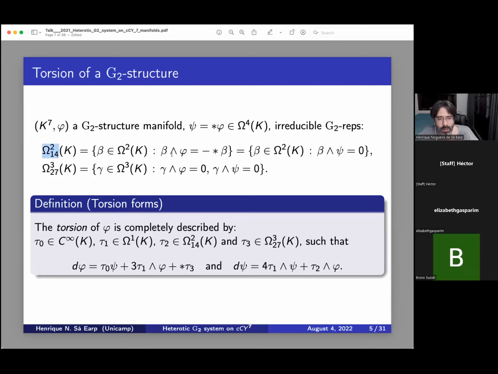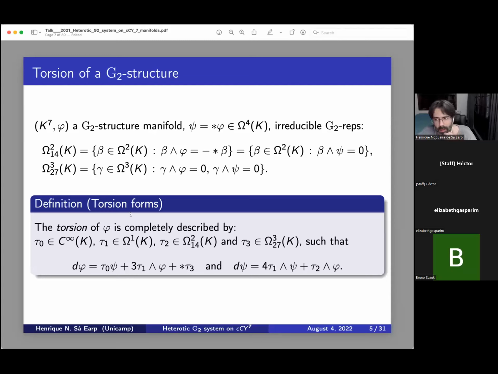And there are 2 ways to characterize it: as an eigenvalue situation, or a completely equivalent one, where wedging with the Hodge dual of phi, which is a 4-form, is 0. So this process of wedging with psi, the Hodge dual of phi, can be seen as the projection onto the 7-dimensional complement of lambda 14 inside the total lambda 2, which has rank 21. And just the same, you have a 27-dimensional component of interest inside 3 forms.